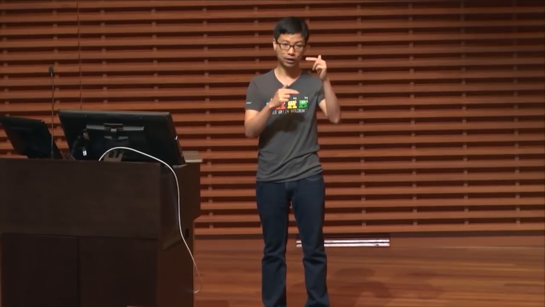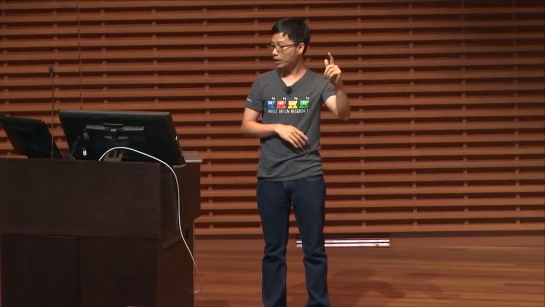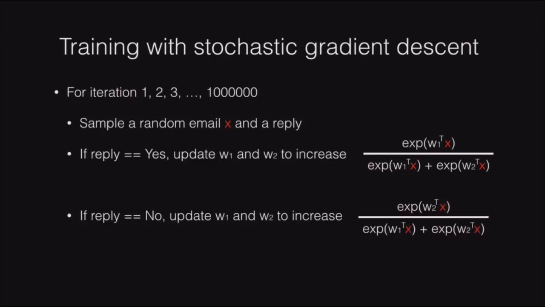You try to come up with a vector for every email. Your W is a two-column matrix. The first column will find the probability for whether the email has to be answered as yes. The second column will be for answering no. And then you basically take the dot product between W1, the first column, and the email vector. The outcome is optimized using what is called stochastic gradient descent.